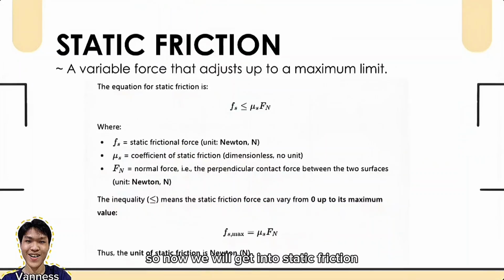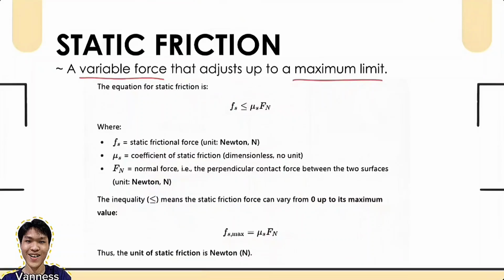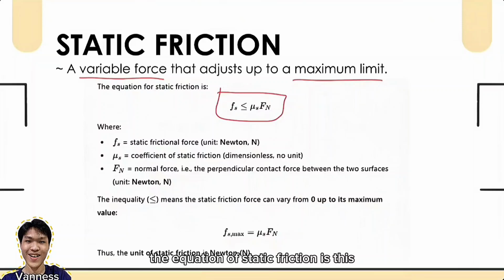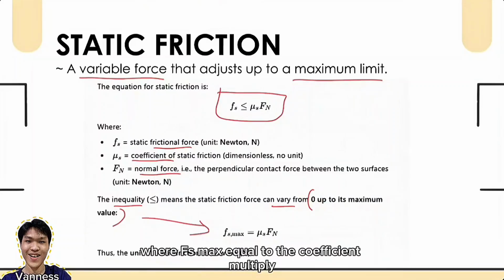So now we will get into static friction. It is a variable force that adjusts up to a maximum limit. The equation of static friction is this, where Fs is the static friction force, mu s is the coefficient of static friction, and Fn is the normal force. The inequality means that the static friction force can vary from 0 up to the maximum value. And this is the maximum value, where Fs max equals the coefficient times the normal force. The unit for static friction is Newton.